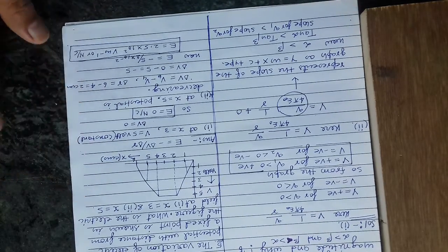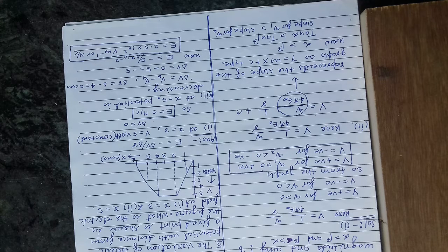Now we are moving to the second problem. Which of the two charges has the larger magnitude and why, if alpha is greater than beta and beta is greater than alpha? So again, you see from the formula V is equal to 1 upon 4 pi epsilon naught Q upon r.